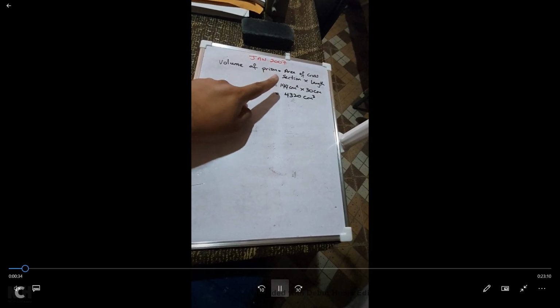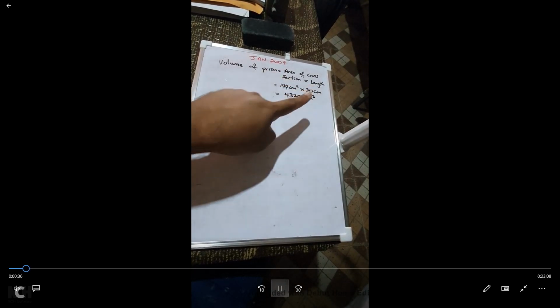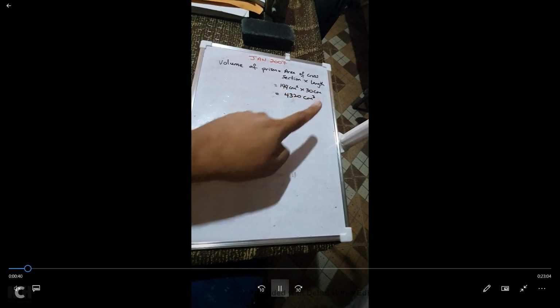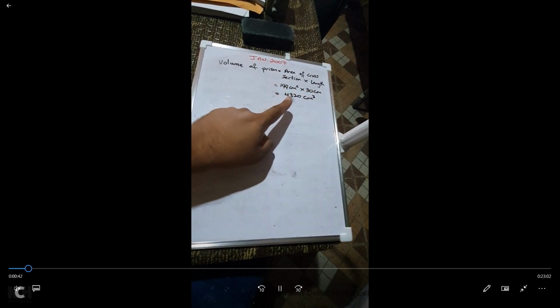Cross section by the length, which is 30, and then we'll get the volume of the prism. Is that better? Okay, it's much better. So the volume of the prism is equal to the area of the cross section multiplied by the length. So it's 144 centimeters squared multiplied by 30 centimeters, which will give us 4,320 centimeters cubed. Okay, so that was for the first part.